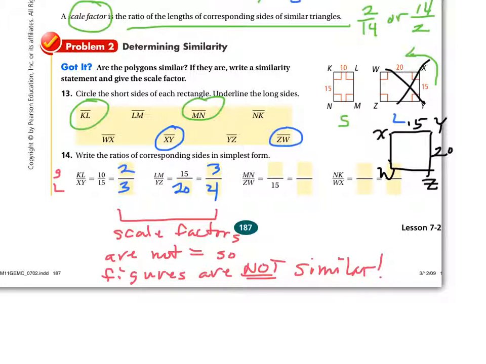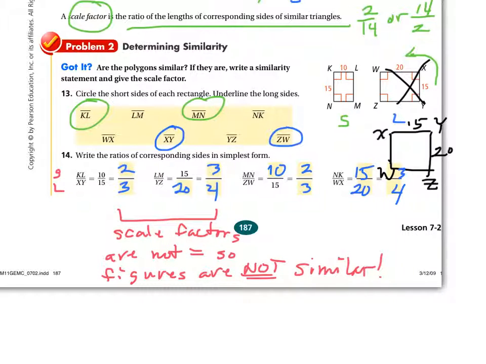So MN is here. What's that length? 10. And then they've already given you the other one. So 10 to 15 is what? So that's 2/3. And then NK is here, yep, 15. And then WX is 20. So we have 15 to 20. And that also reduces to 3/4.